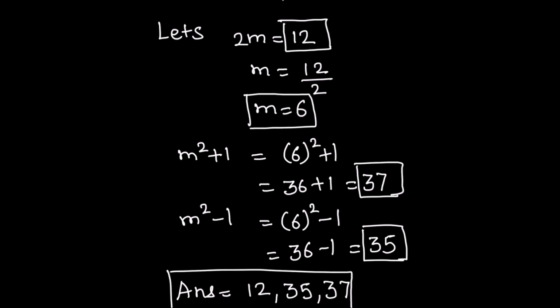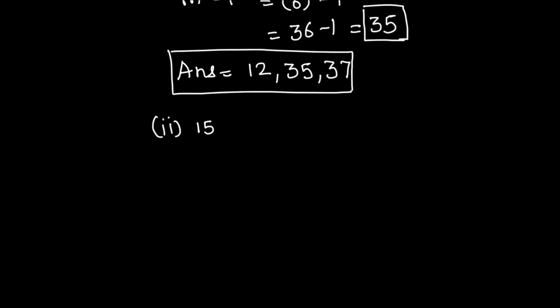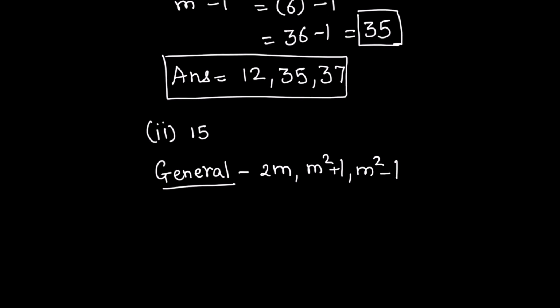Let us solve one more example and find Pythagorean triplets for another number which is not even this time, which is an odd number. So this time we are going to find the Pythagorean triplet for number 15. First of all, we'll write the general formula for finding the Pythagorean triplets, which is 2m, m square plus 1 and m square minus 1. These are the three Pythagorean triplets.